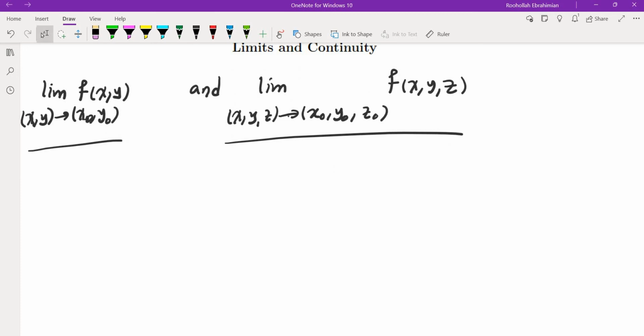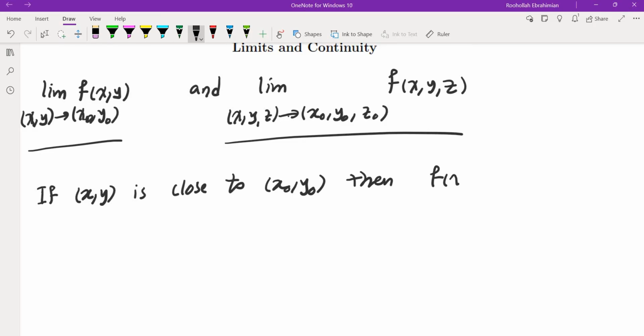Okay, so what is the limit of a function? Limit of a function is this. It means if xy is close to x naught, y naught, then f of xy is close to the limit. Let's say the limit is L. So this is what it means. And this is not an official definition. It's not a mathematical definition, but roughly speaking, this is what it means.